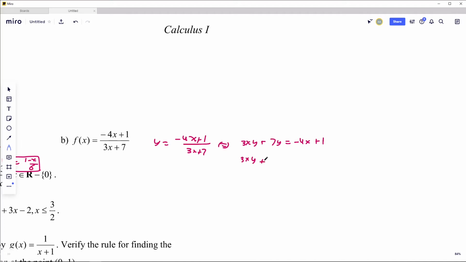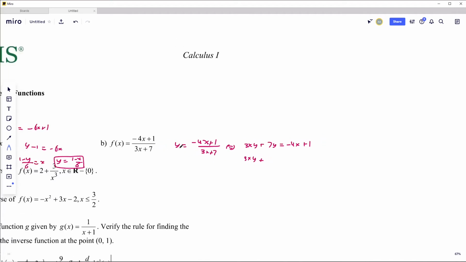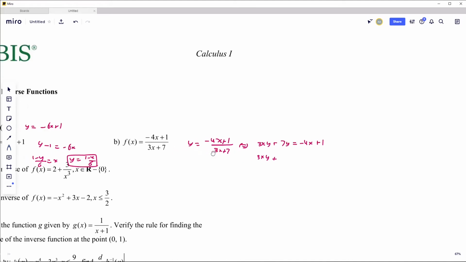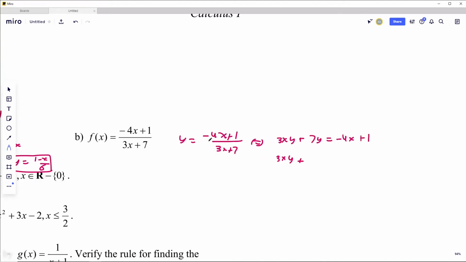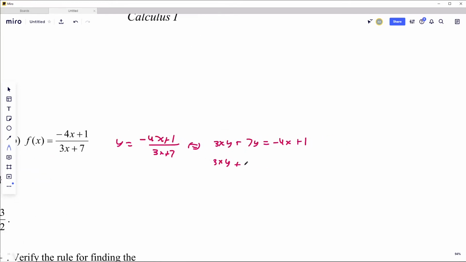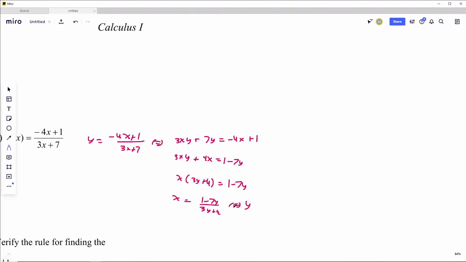Also, if you feel like this is confusing you because you're used to y or x, just do your way, as long as you're doing the same steps. If you're interchanging then solving for y, it's the same as solving for x and interchanging. So plus 4x equals 1 minus 7y, and then factor out x, so 3y plus 4 equals 1 minus 7y, and we're just going to divide, so 1 minus 7y over 3y plus 4, and so interchange. You're going to end up with y equals 1 minus 7x over 3x plus 4. I don't think anyone faces a problem with this one, and if you did, I hope this helped.